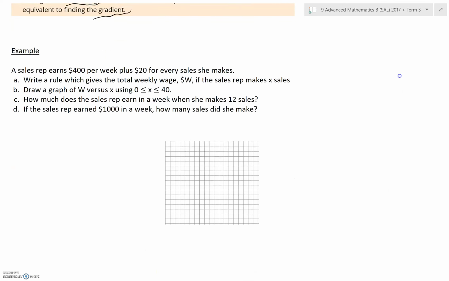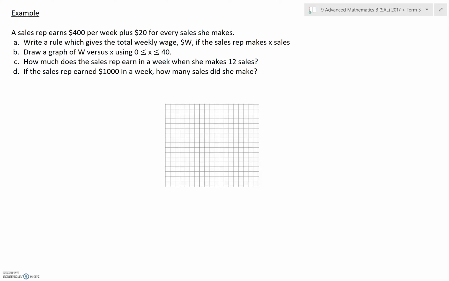Okay, so let's have a go at an example. We've got a sales rep who earns $400 per week plus $20 for every sale she makes. We need to write a rule which gives the total weekly wage, W dollars, if the sales rep makes X sales. So what we should be doing here is defining a variable. So we say let W dollars equal the weekly earnings. I know it effectively does define our variables there, but it's best to state it anyway.